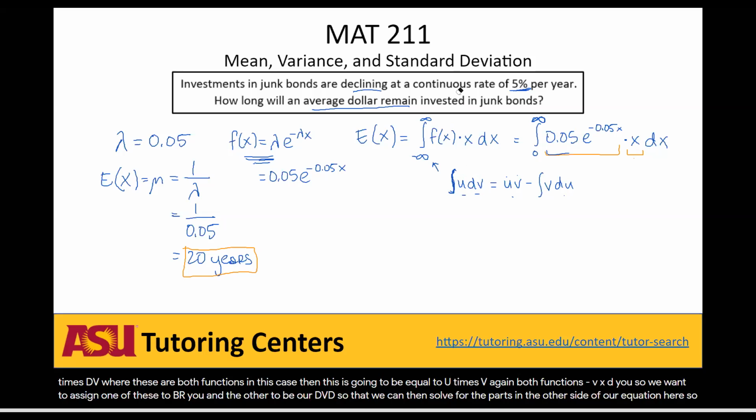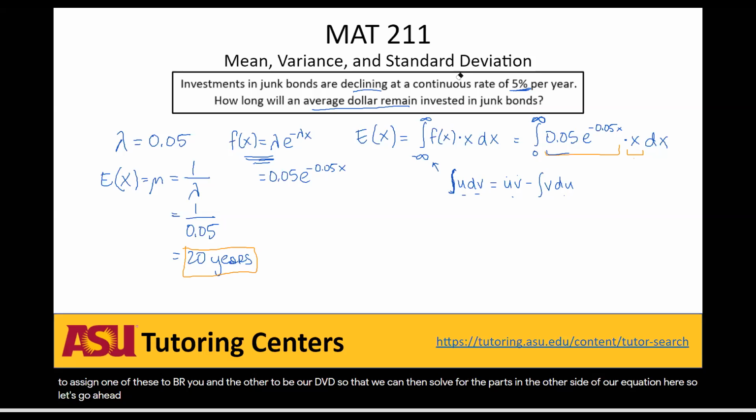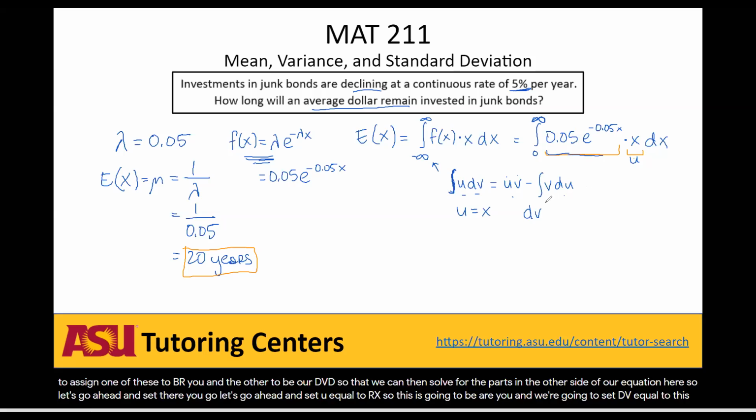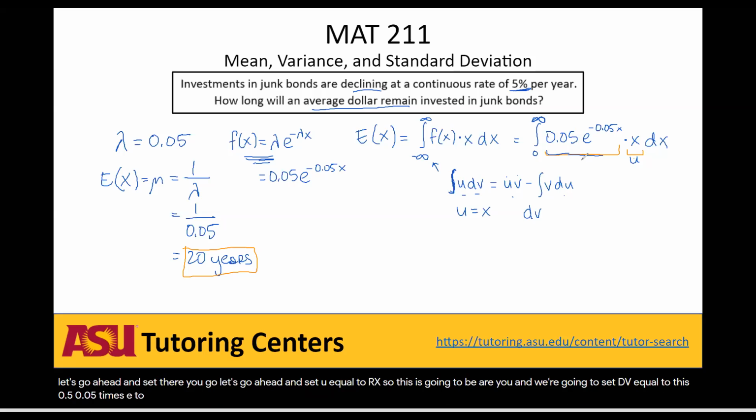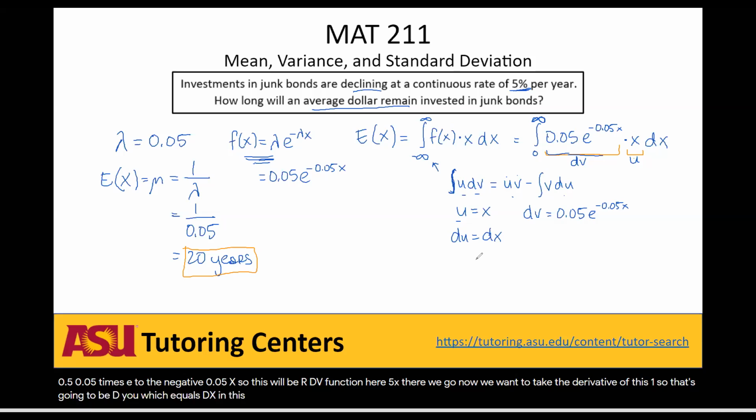Let's go ahead and set u equal to our x. So this is going to be our u. And we're going to set dv equal to this 0.05 times e to the negative 0.05x. This will be our dv function here. Now we want to take the derivative of u, so that's going to be du, which equals dx in this case, because we want to carry along the differential.